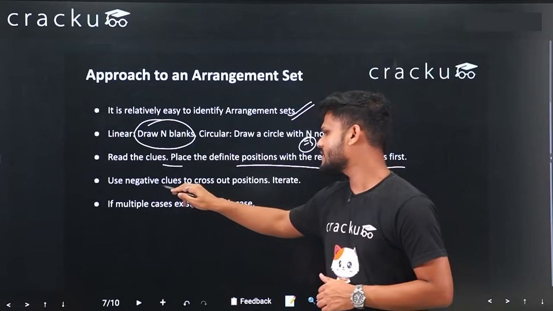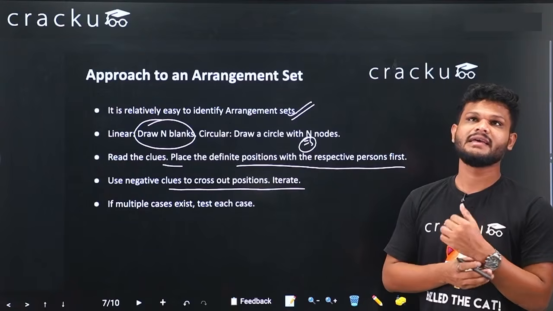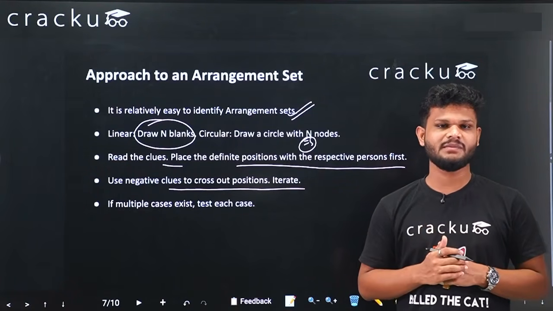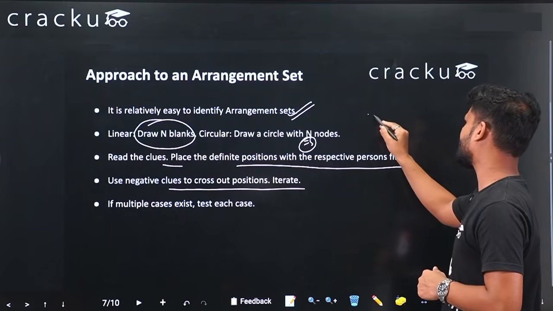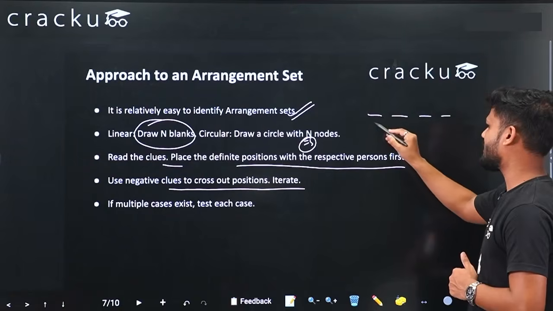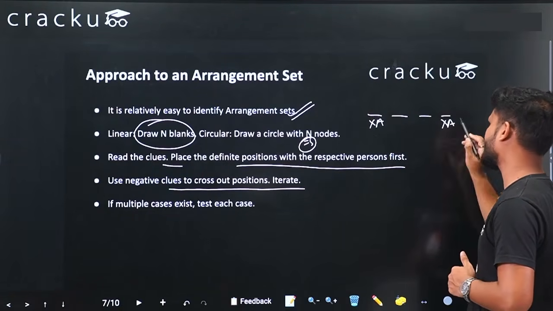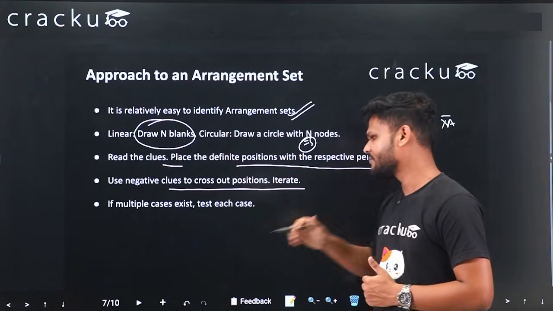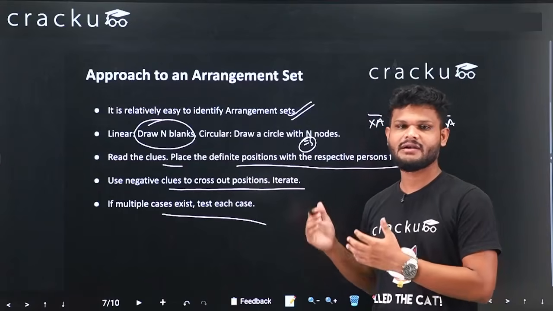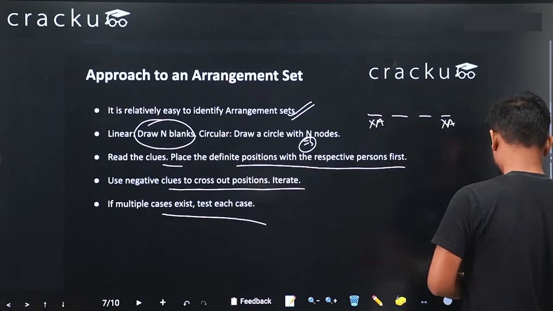Then use the negative clues to cross out the position. It means what? If I say that A is not sitting at any of the extremes, so I will cross there. For example, 1, 2, 3, 4, and I say A is not sitting at any extreme end, so I will cross it here and say A is not sitting, cross it here and say A is not sitting here. Like that you can do. And if multiple cases exist, you have to test each case by drawing the arrangement. Let us go forward and solve some sets based on it.